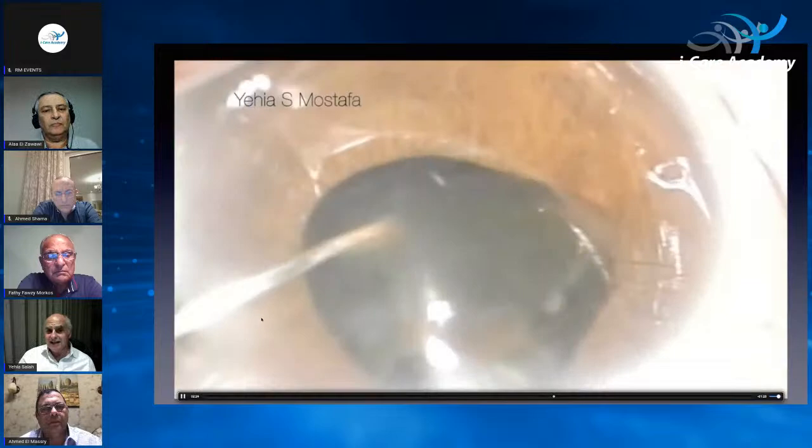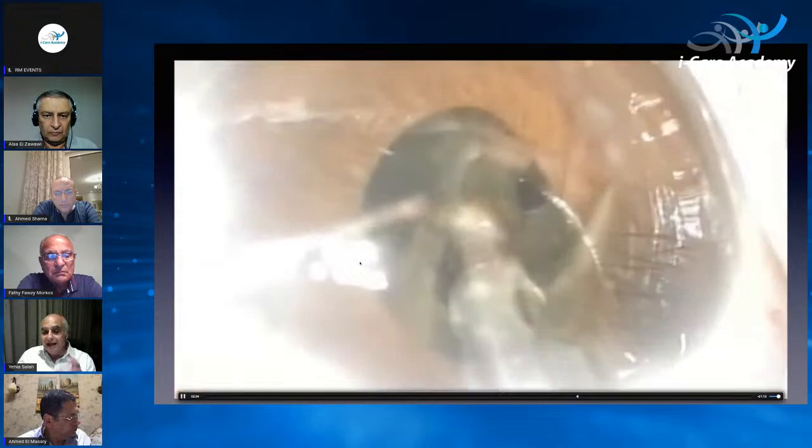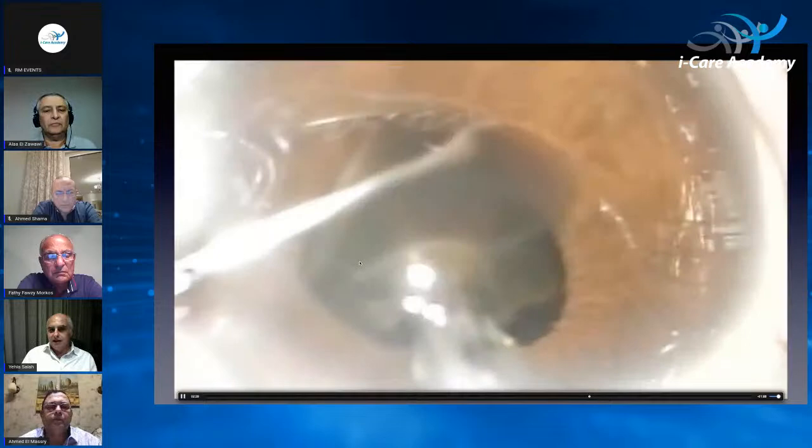You see how far is the tip. Even if the nucleus part gets here, you'll get it back, but you are working posteriorly. Here the ultrasound at this stage is 30%. And you chop into smaller and smaller pieces.